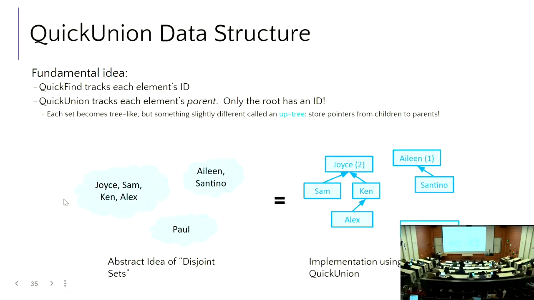I keep saying we're moving to this idea of a tree disjoint set. Instead of a cloud of maybe Joyce and Sam and Kim and Alex, that is going to turn into a tree that looks like this, where we've got an overall root. We're going to make the overall root Joyce. Sam and Ken are Joyce's immediate children, and then Alex is Ken's child.